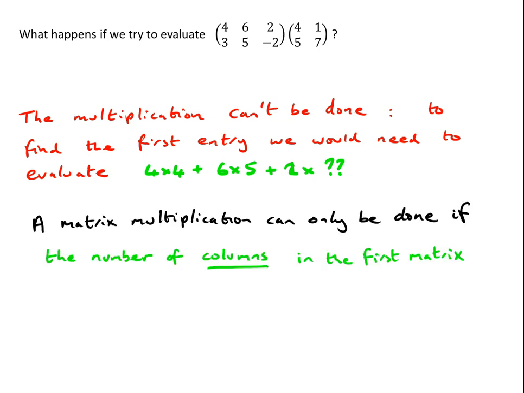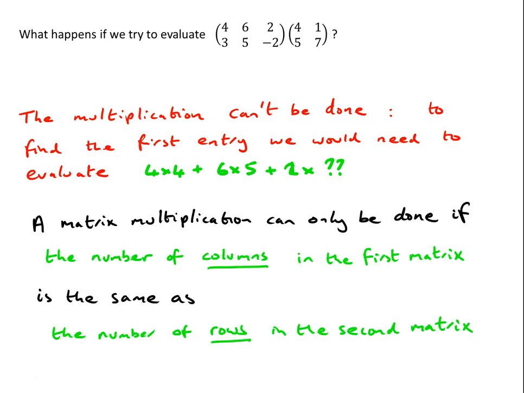So matrix multiplication can only be done if the number of columns in the first matrix is the same as the number of rows in the second matrix.